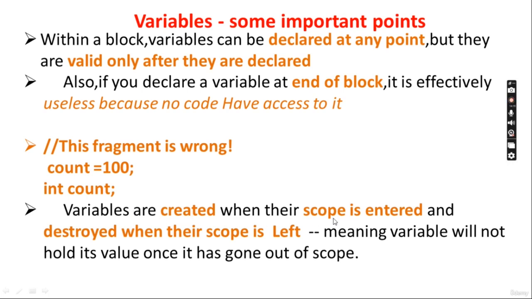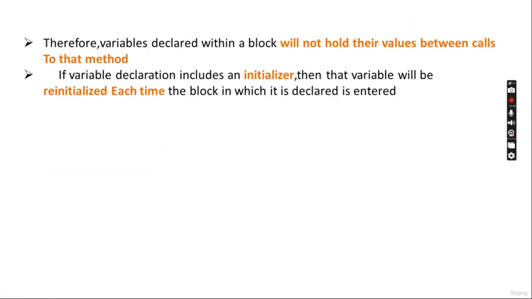Variables are created when their scope is entered and destroyed when their scope is left. So what is scope entered and scope left? When the opening curly bracket is started, the scope is entered and the variables are created, and then when the closing curly bracket is done, the variable will be destroyed after that point. A variable will not hold its value once it has gone out of scope. That is called the lifetime of a variable. Therefore, variables declared within a block will not hold their values between calls to that method.